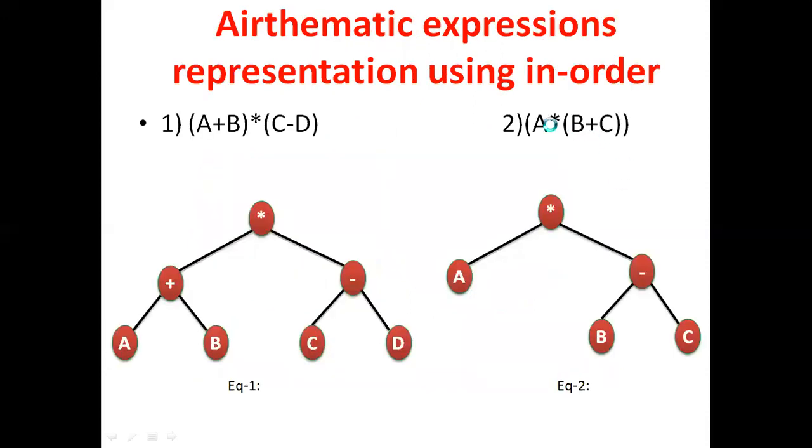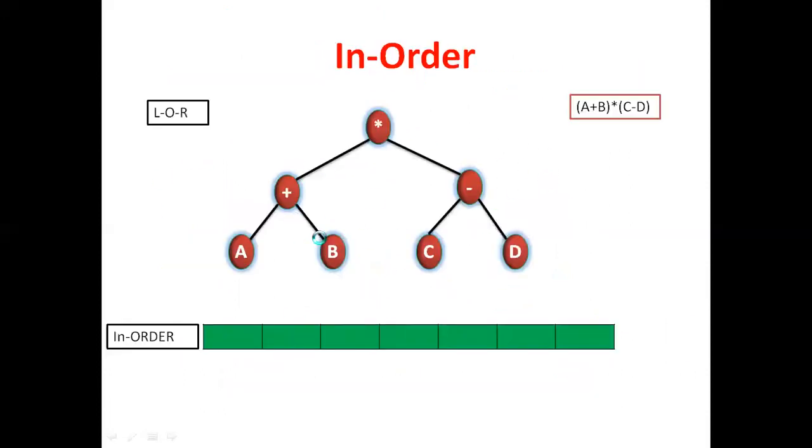Arithmetic expressions are represented using in order. So in order is used for representing arithmetic expressions. According to arithmetic expressions, this is a binary tree, right? How to draw this expression by using this binary tree? This is our expression: a plus b into c minus d. How to draw this one? First of all, in order, what is the formula?